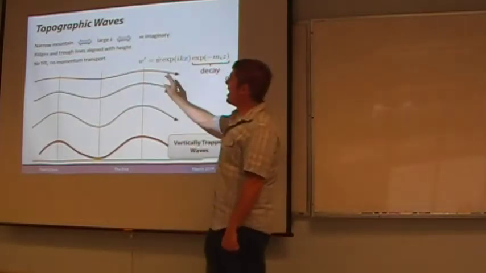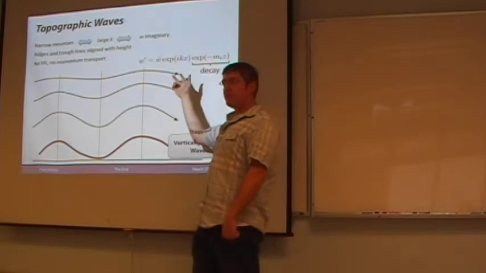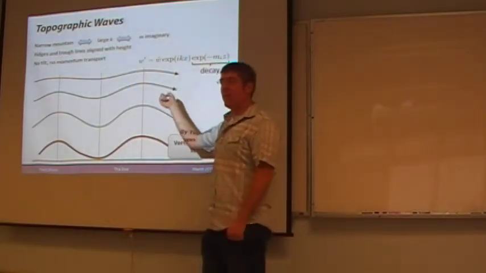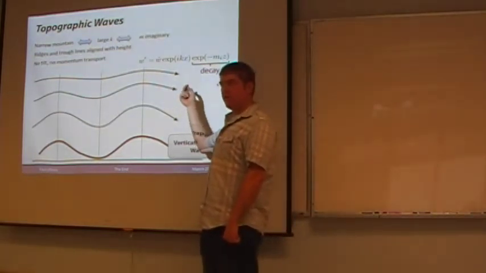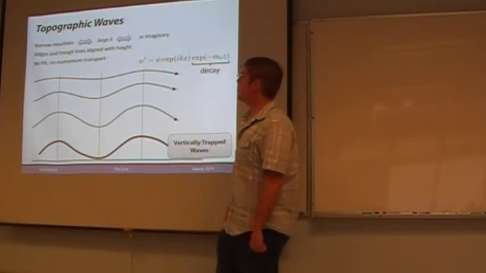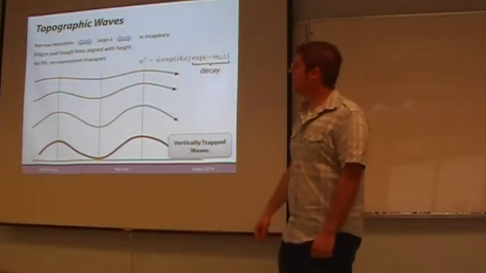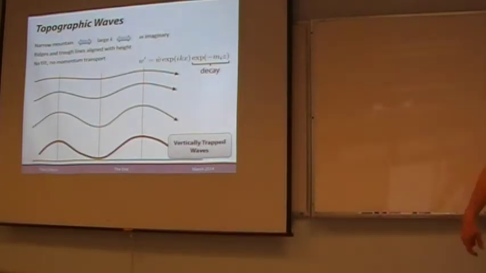And this occurs because m is purely imaginary, and hence the waves associated with this system experience an e to the minus m_i z term. For m_i positive, this then leads to exponential decay with height. These type of waves have no tilt and no vertical momentum transport associated with them.